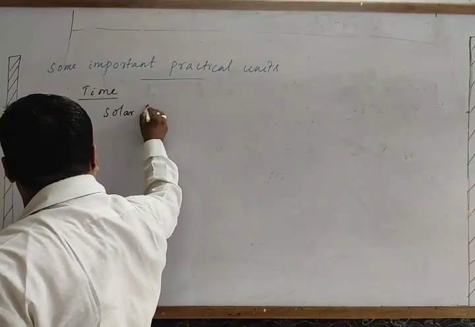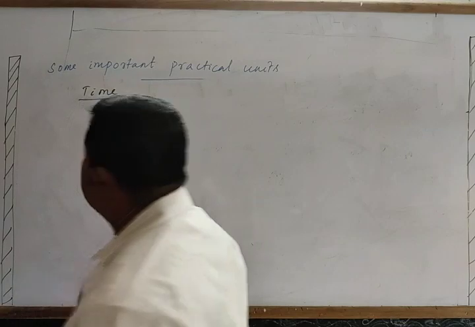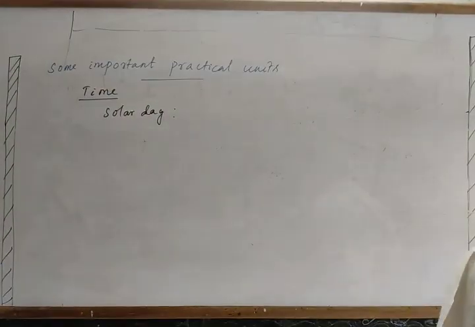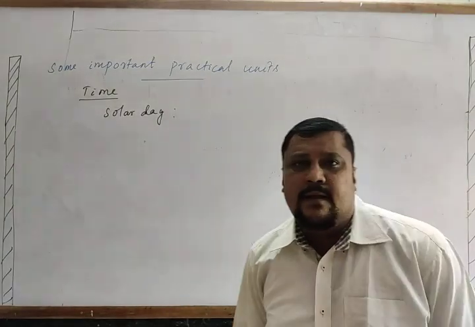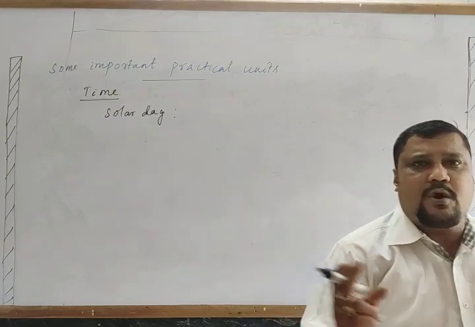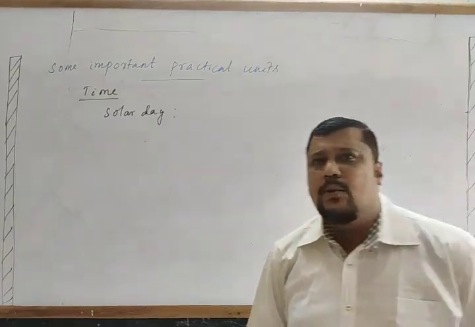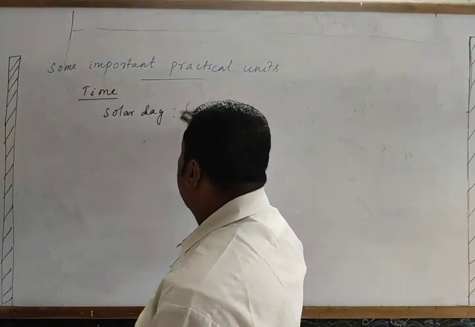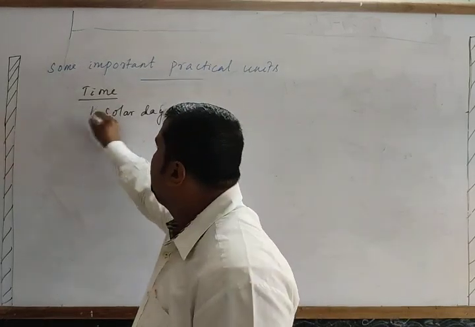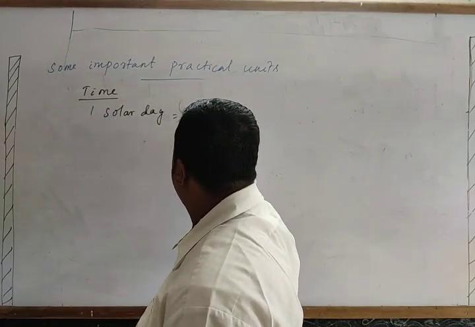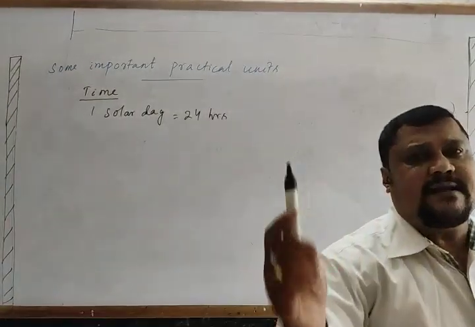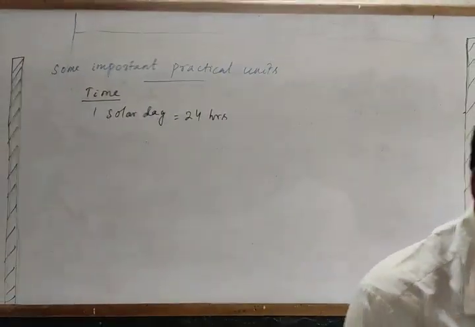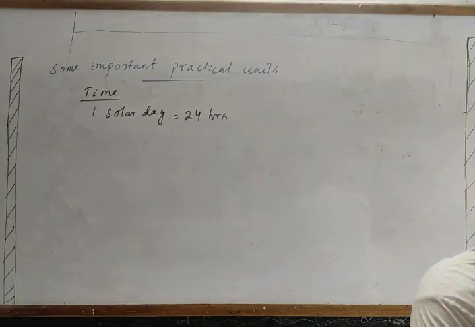What is the solar day? It is the time taken by the earth to complete one rotation about its own axis. Already know that solar day. The time taken by earth to complete one rotation about its own axis. That means it is around what? One solar day is around 24 hours. A day is 24 hours. The earth takes 24 hours to complete one rotation around its own axis.